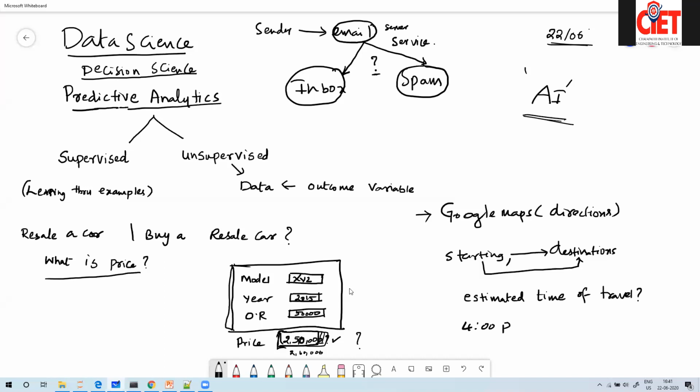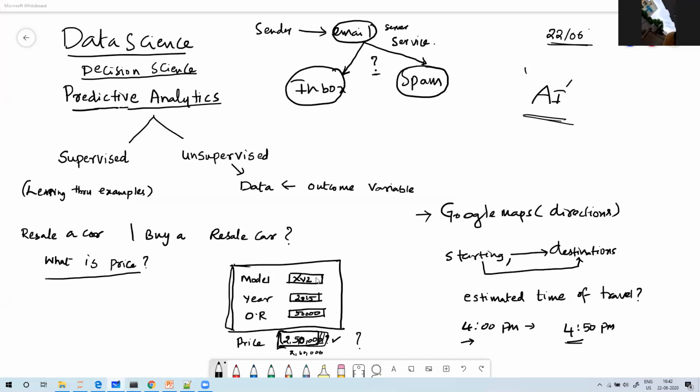And the moment you start, it will tell you, hey, given the traffic and the distance that you are about to travel, you may reach your destination at 4:50 p.m. And it gives this right when you are about to start. It's not waiting for your journey to complete to decide the price. It just tells you it is going to take 50 minutes for you to reach the destination.